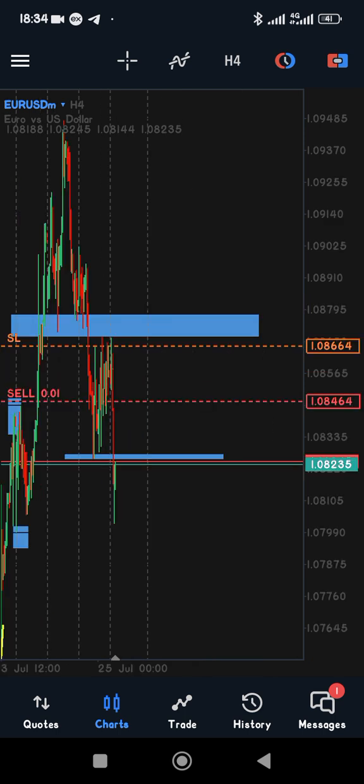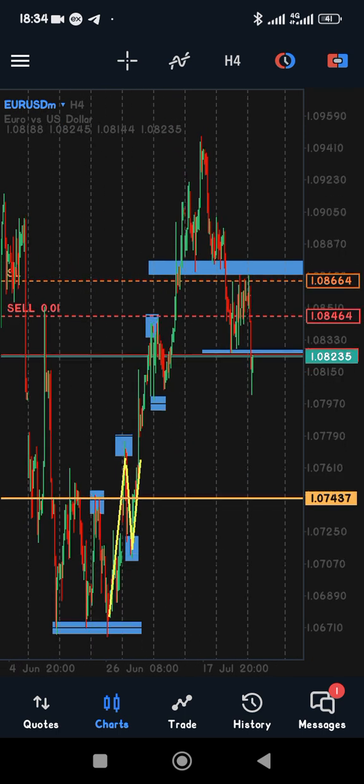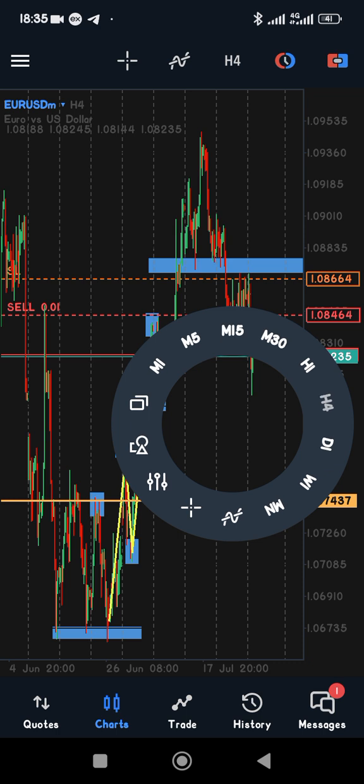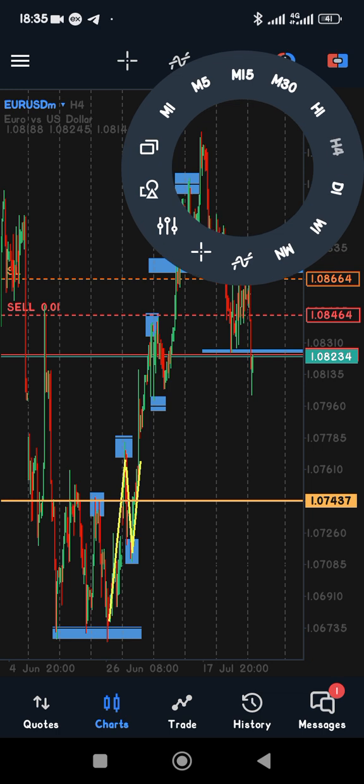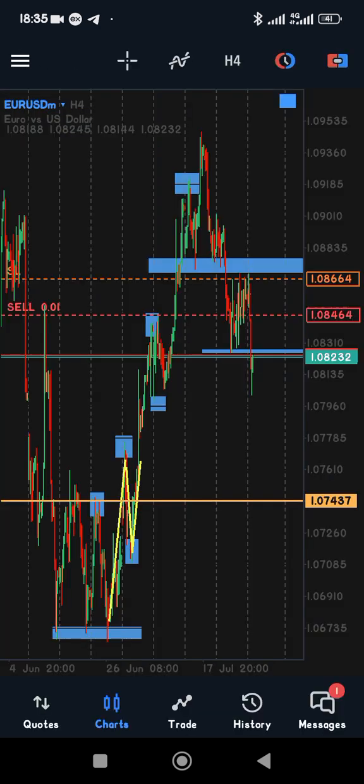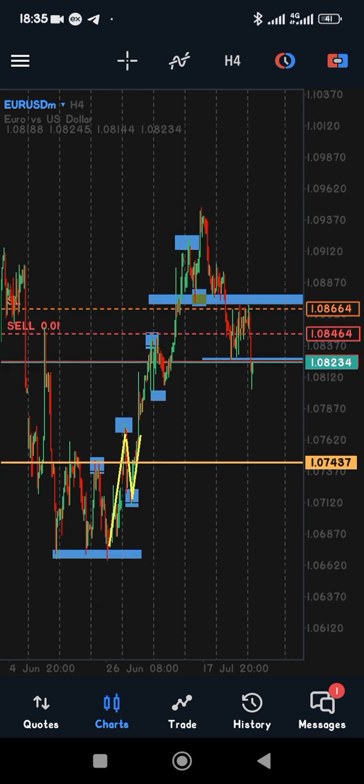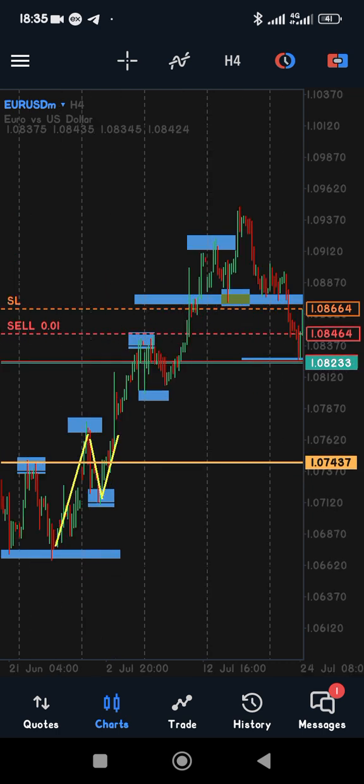So I want to explain the reason why I took this sell. So this another higher high over here. This is another higher low over here. Yeah. So like I said earlier, when the market is forming higher high, higher low, that is an uptrend.